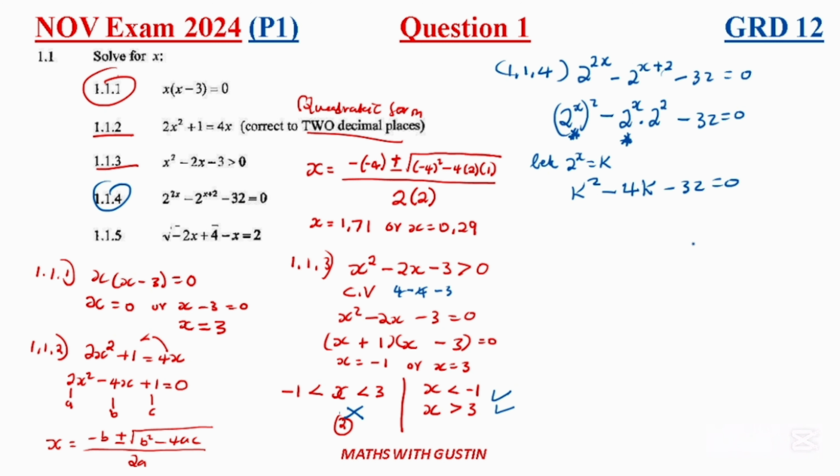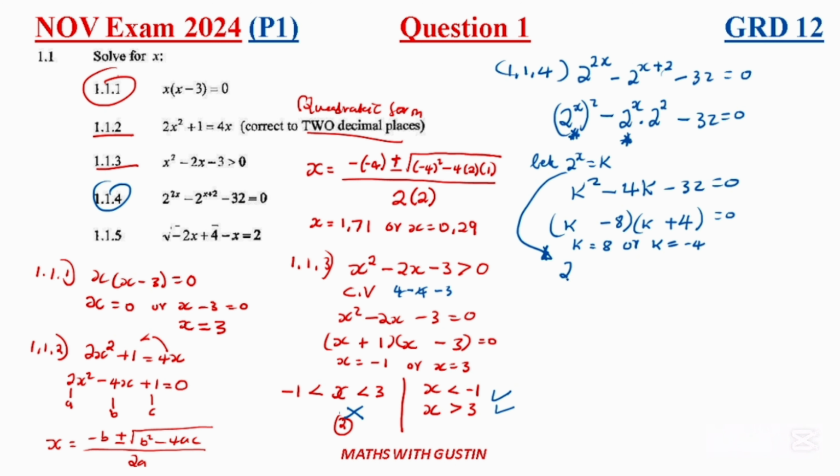So when you multiply them together, they give you 32. Okay guys, if you are in grade 12 by now, you should really know how to factorize. So here you are going to have k, you're going to have k, so 8 times 4 will give you 32. So you're going to have minus 8 here, plus 4 there. Therefore k is going to be equal to 8, or k is going to be equal to -4.